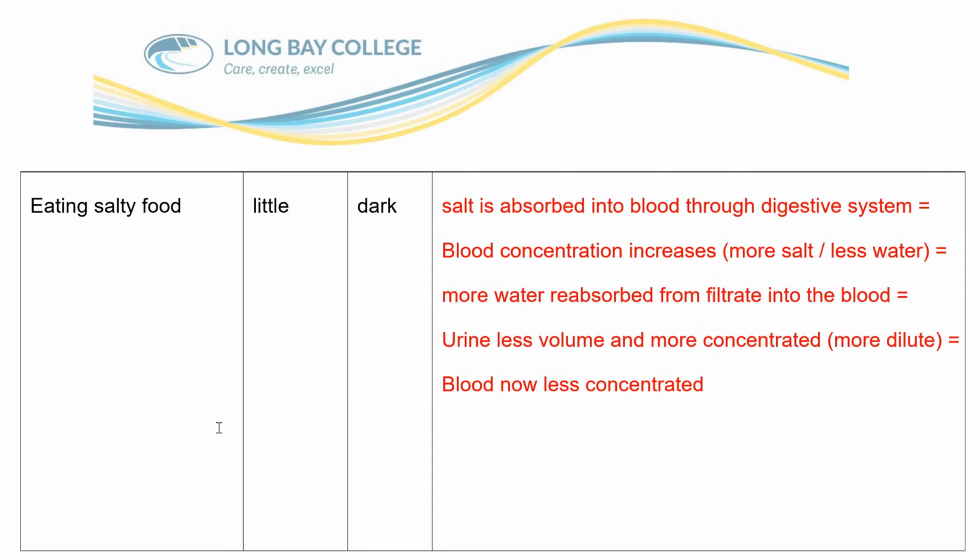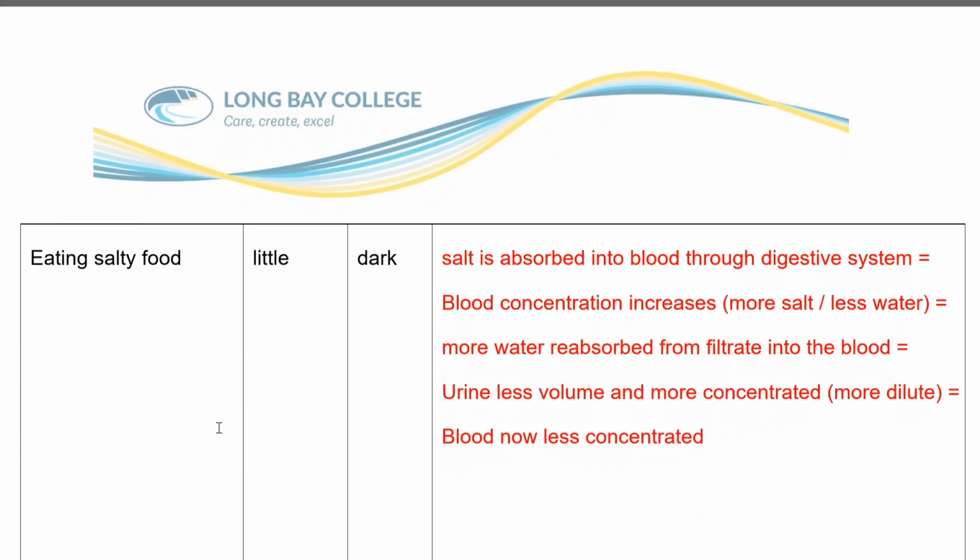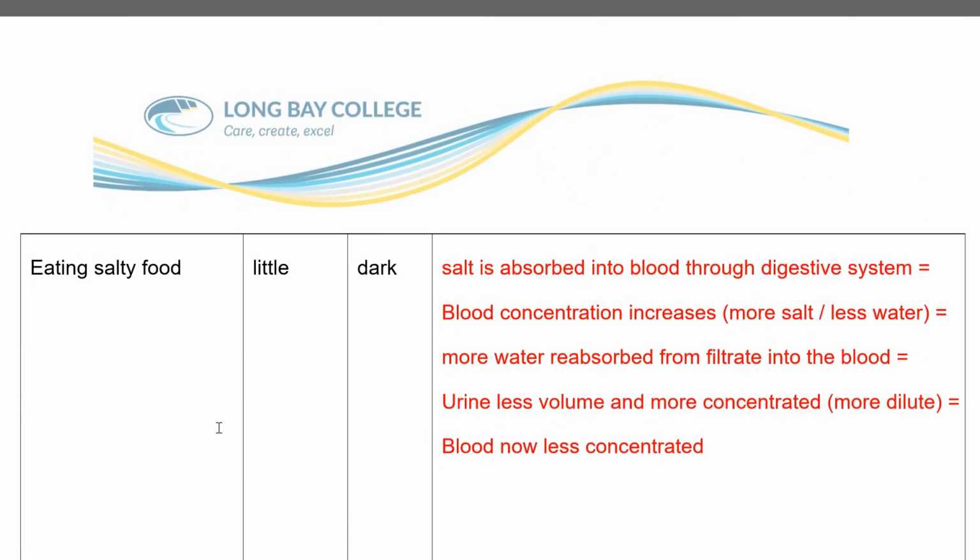Okay, salty snacks. If I eat lots of salt, my urine volume is going to be less. My urine color is going to get darker. Why? Well, it's going to cause the blood to become more concentrated. It's going to result in less water being present in the actual blood. That will mean that more water needs to be reabsorbed, and the consequence of that is the urine will have less volume and will become more concentrated, and the blood will then become less concentrated itself.